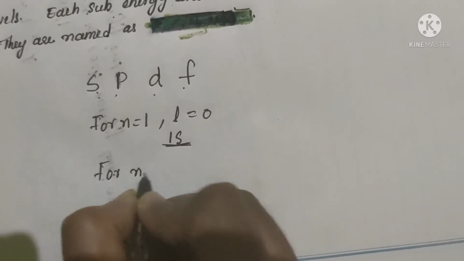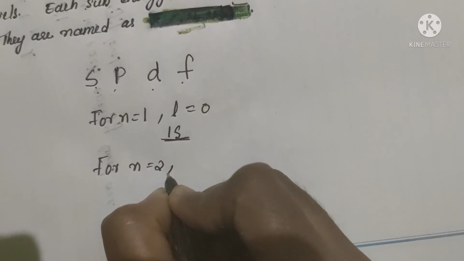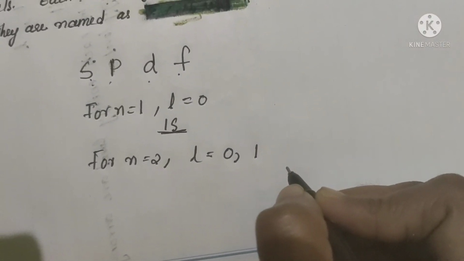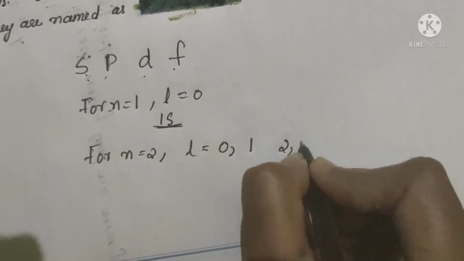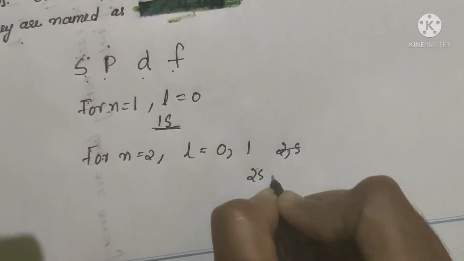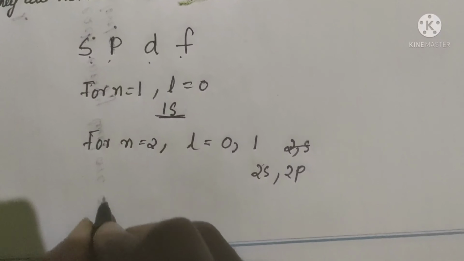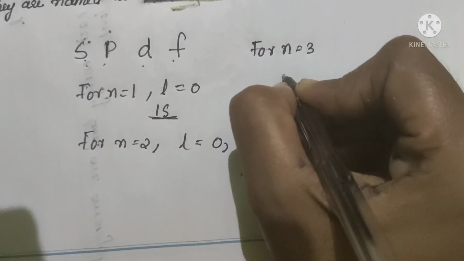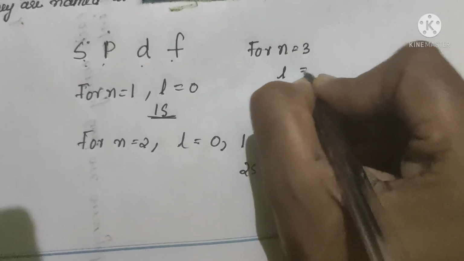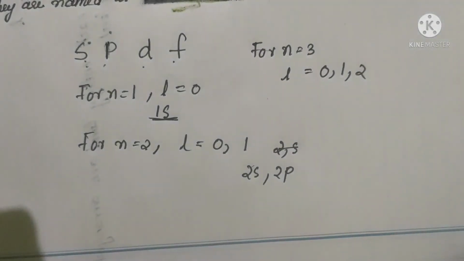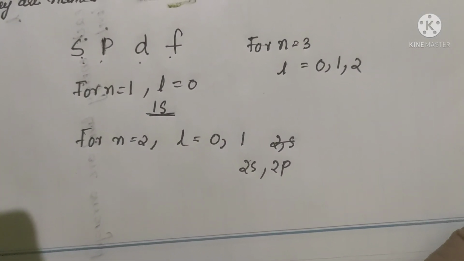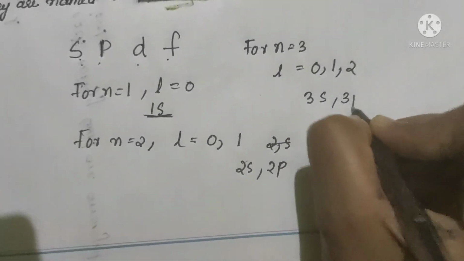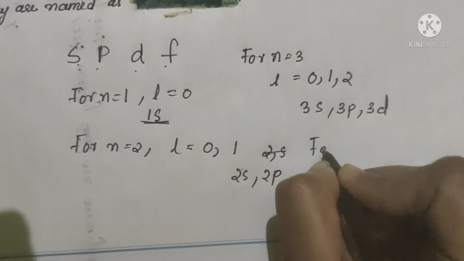For n equal 2, the possible values of L are 0 and 1. Thus the second main energy level has two subshells, that is 2s and 2p. And for n equals 3, L can have three possible values, that is 0, 1 and 2. Thus the third main energy level has three subshells, that is 3s, 3p and 3d.